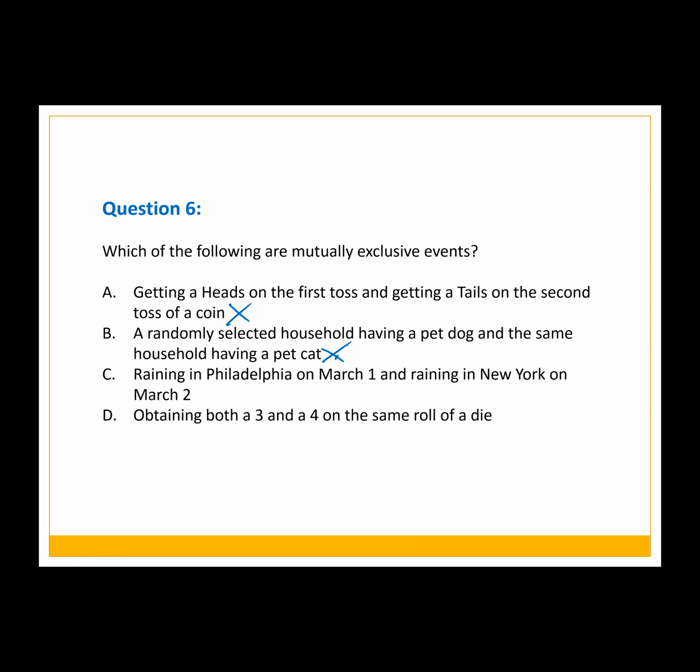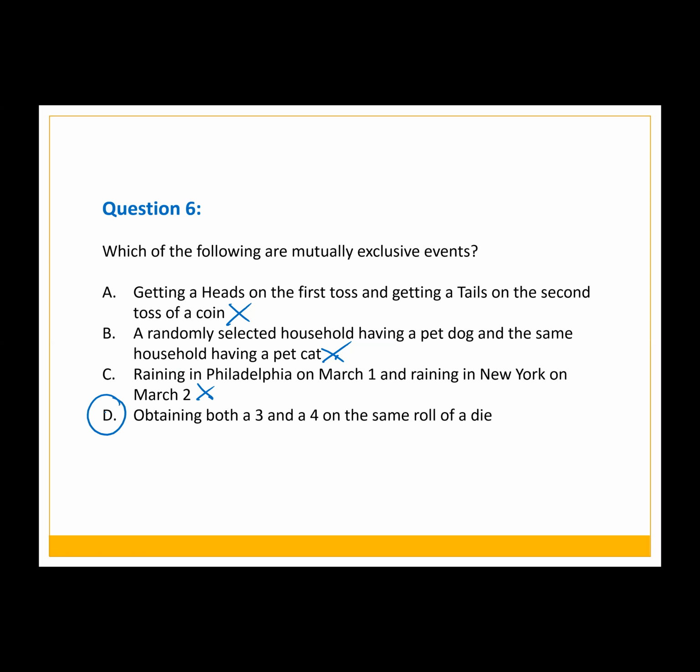C, raining in Philadelphia on March 1 and raining in New York on March 2. This again can always happen because you can have rain at this place and rain in the other place at the same time, not to mention that they happen on different dates. So this is possible, and C again is not correct.